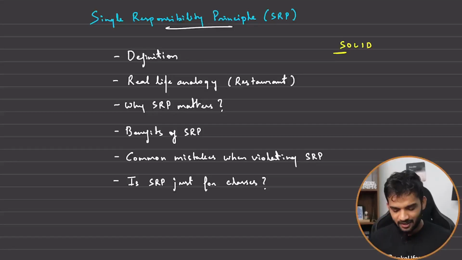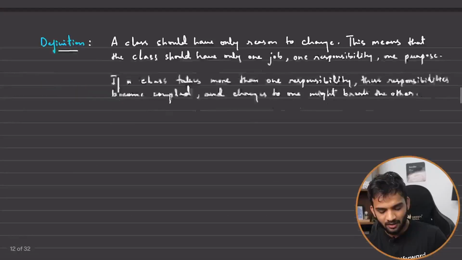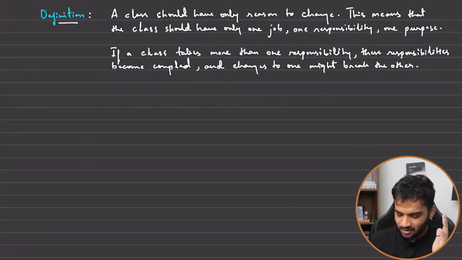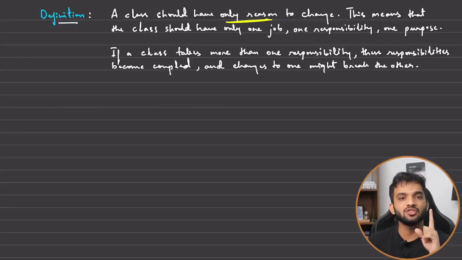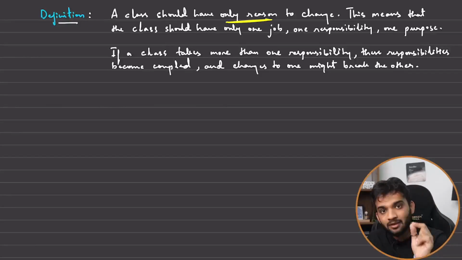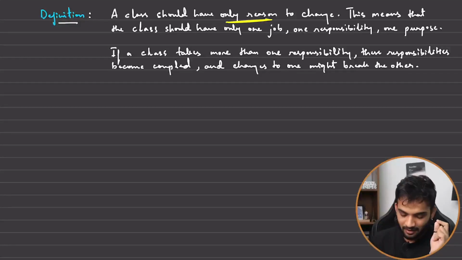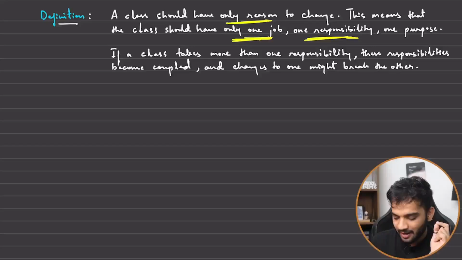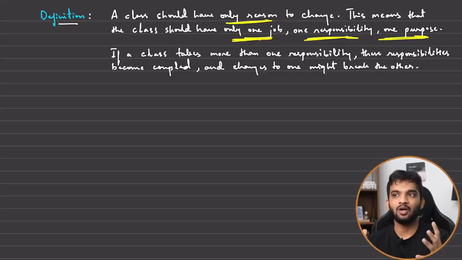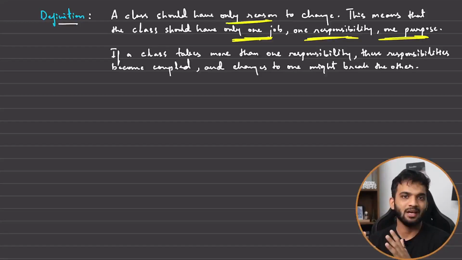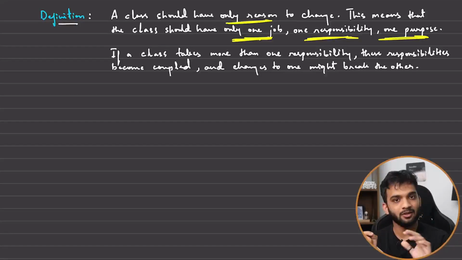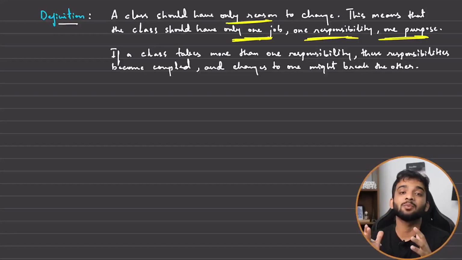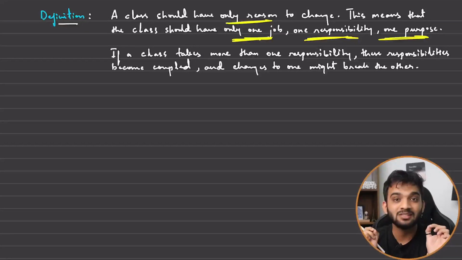Got it? First thing, what is the definition of SRP or single responsibility principle? Let's understand that. A class should have only one reason to change. That is the definition of single responsibility principle. This means that the class should have only one job, one responsibility, and one purpose. You cannot be doing a lot of things inside the class. That is not recommended. You can do it, but that doesn't align with the SOLID principles of system design.